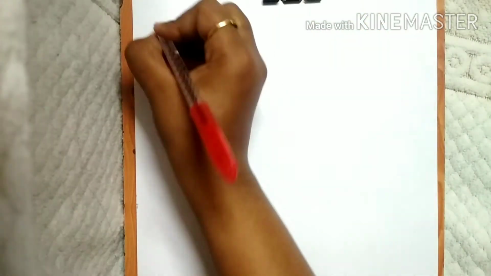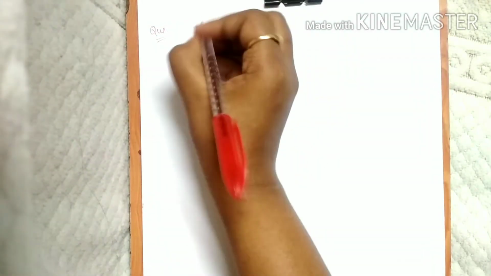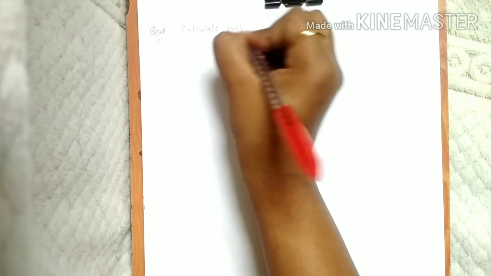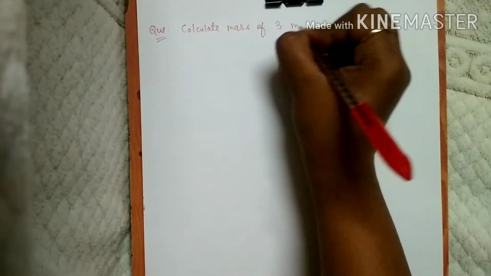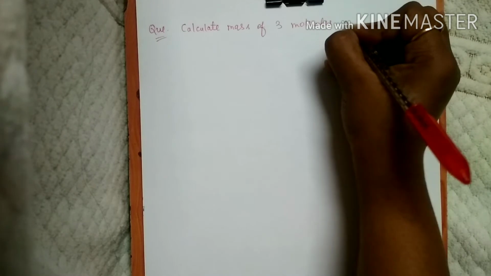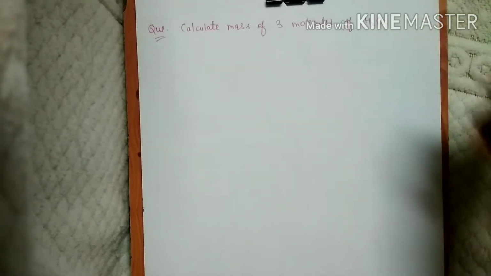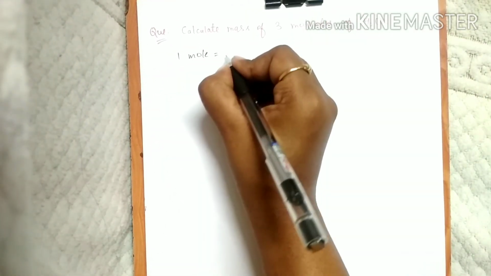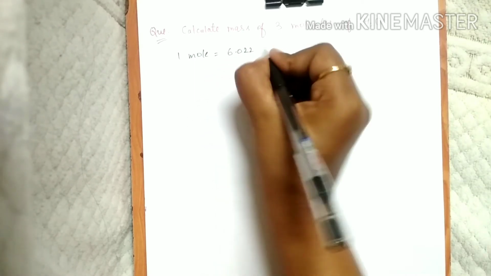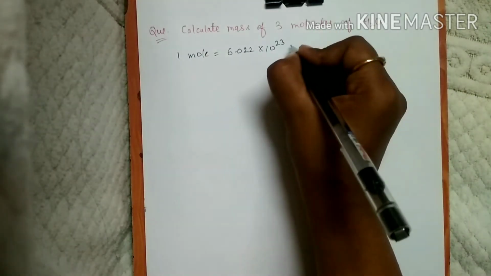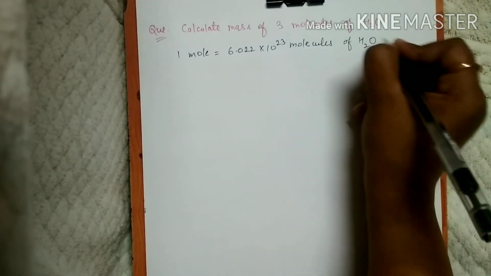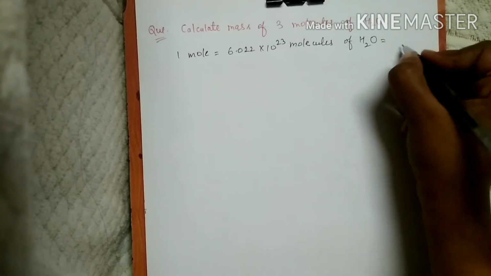So the next question is, calculate mass of 3 molecules of water. Now how to approach this question? Again, we know 1 mole is equals to 6.022 into 10 raised to power 23, in this case molecules of water, which will be equal to the molecular mass of water, which is 18.